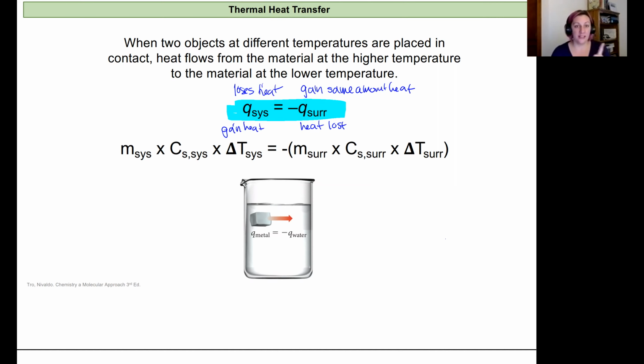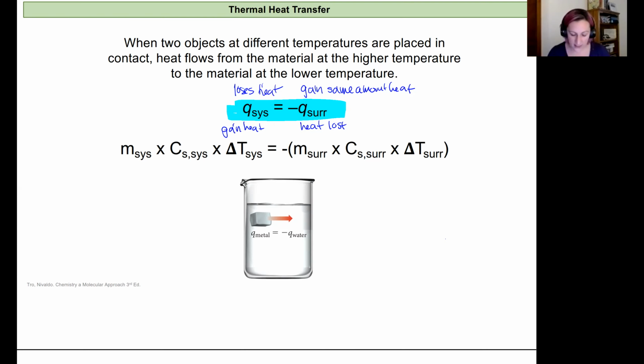So if the heat of the system is equal to the opposite of the heat of the surroundings, then we can set up that same exact expression for heat: the mass of the object times the specific heat capacity, sorry, times the change in temperature will be equal to the opposite, so the negative sign, of the mass and the specific heat capacity and the change in temperature of the surroundings.